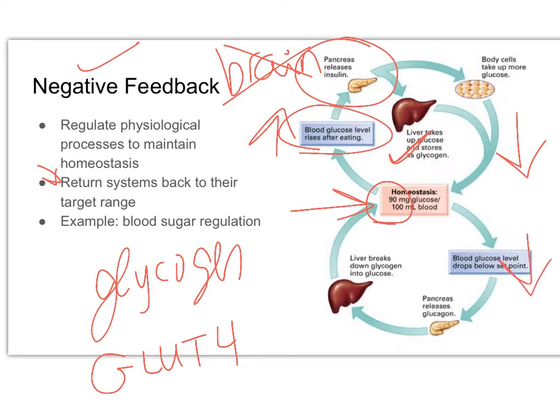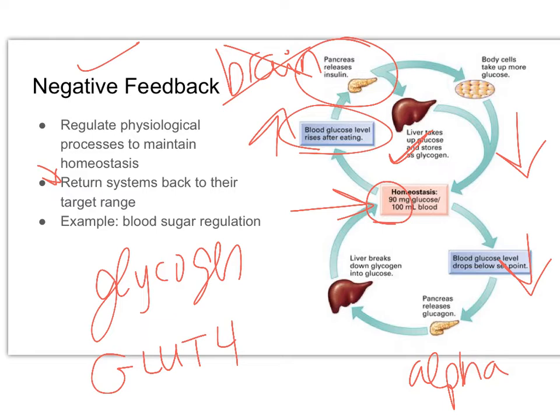It can also work the other way, right? Our blood glucose level could go down. We haven't eaten in a really long time. So now the pancreas, in this case, it's the alpha cells. So we have the beta cells secrete insulin and the alpha cells secrete glucagon. Glucagon is released from the alpha cells of the pancreas.